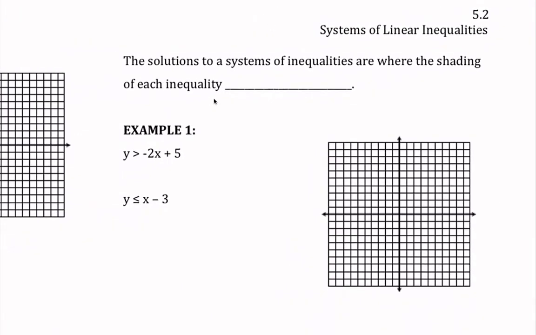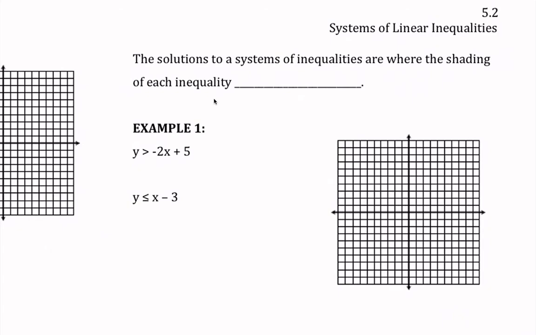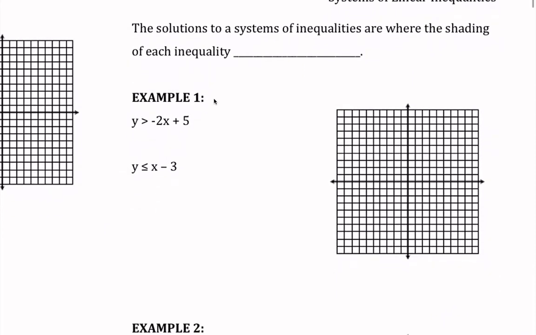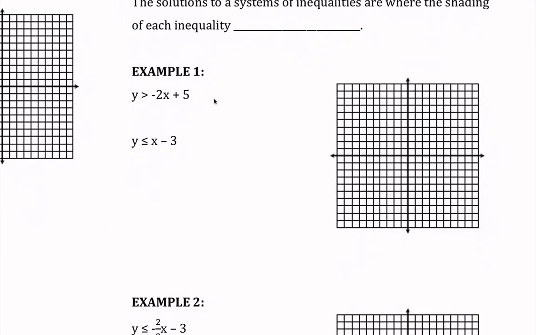Okay, so guys, we worked already on solving systems of equations. So now we're going to figure out what it means to solve a system of linear inequalities, okay? The solution to a system of inequalities is where the shading of each inequality overlaps.